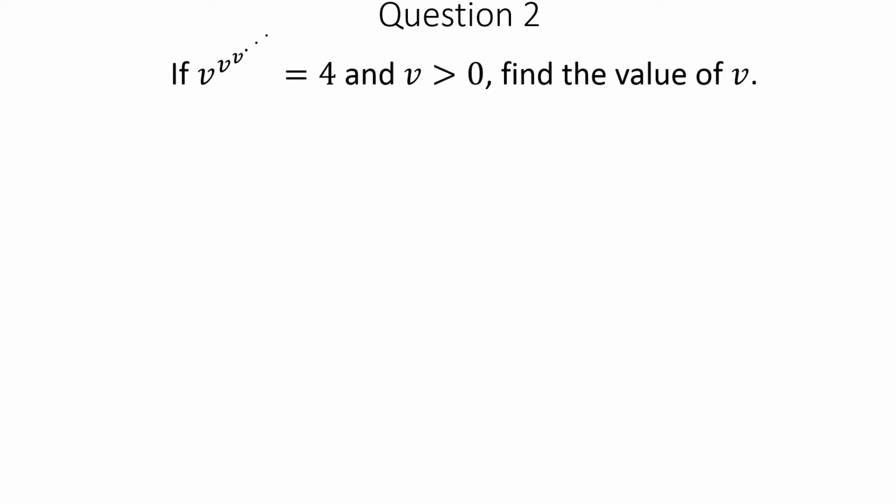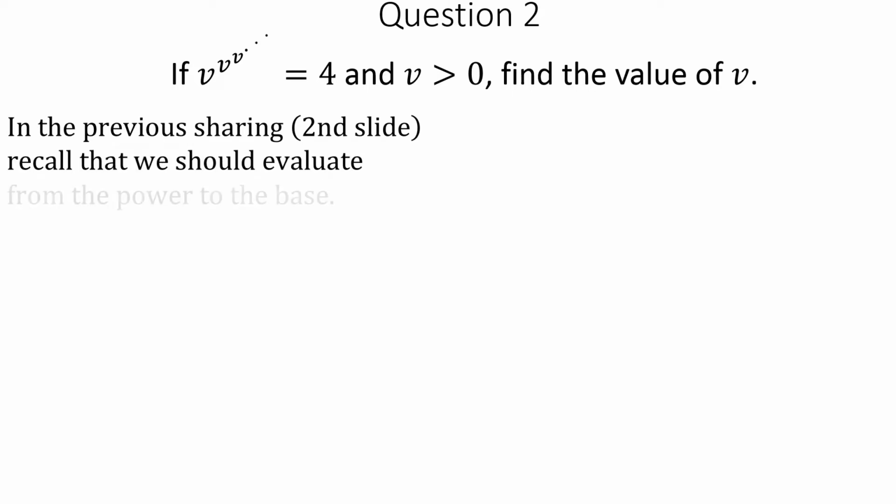Welcome back. Question 2. If v to the power v to the power v infinitely many times equals 4 and v is positive, find the value of v. In the previous sharing, recall that we should evaluate from the power to the base. So, v to the power v to the power v infinitely many times equals 4.